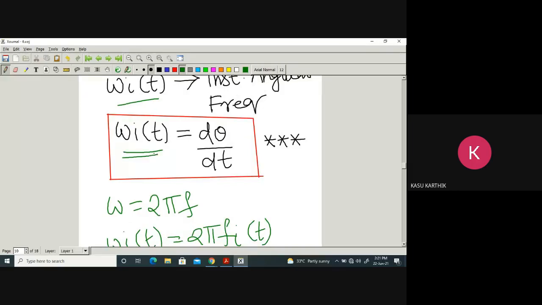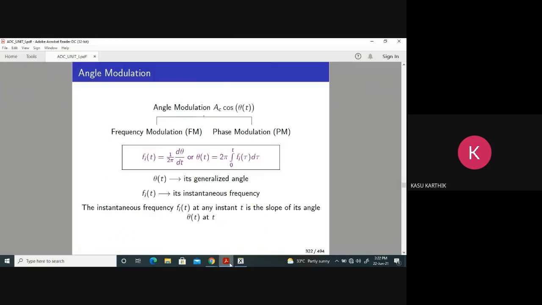Instantaneous angular frequency at any time t is the slope of the angle at that particular time t. So what does slope mean? Taking the derivative. Now this is a relation between angle and instantaneous angular frequency. You must know this. The instantaneous frequency is nothing but the slope of the angle. Slope means derivative of the angle. So omega_i of t equals the derivative of theta with respect to t. That is one statement you must have an idea about.